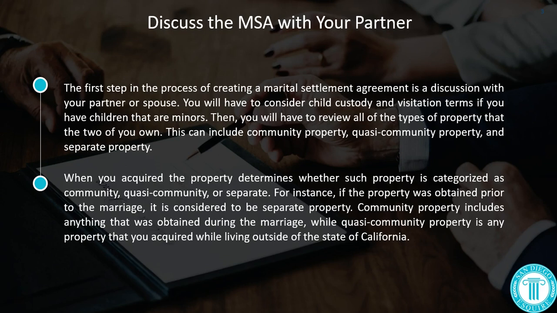Keep in mind that when you acquired certain property will determine whether it is going to be categorized as community property, quasi-community property, or separate property. So for instance, if the property was obtained prior to marriage, it is considered to be separate property, and that separate property should be addressed in your MSA, such as all separate property acquired before marriage will remain that spouse's sole and separate property. Community property is going to include anything that was obtained during marriage, and quasi-community property refers to property acquired while living outside the state of California.